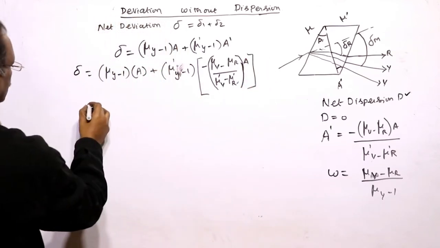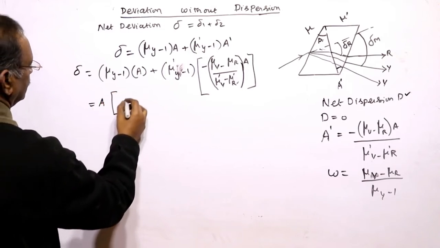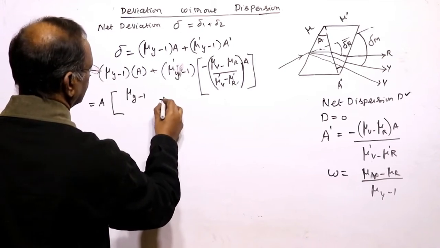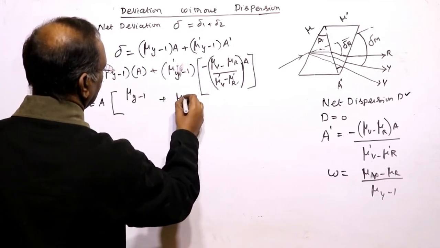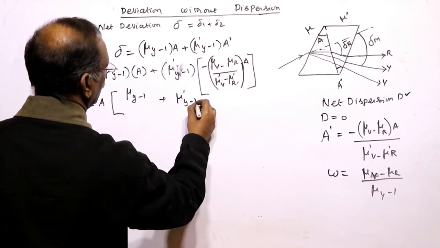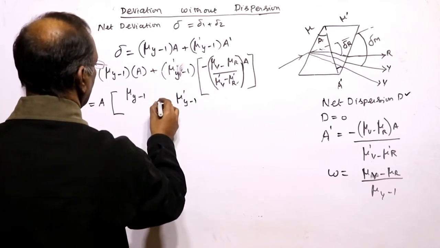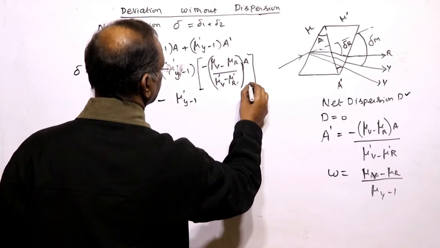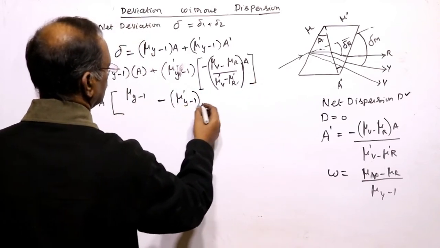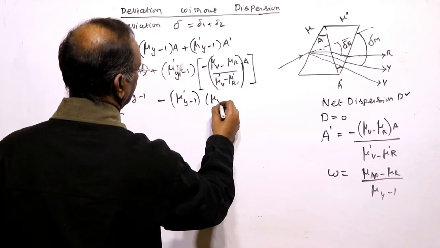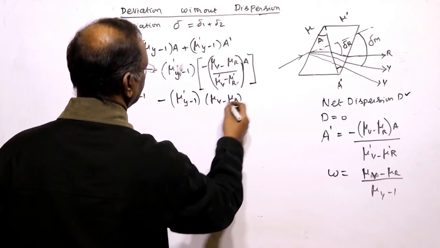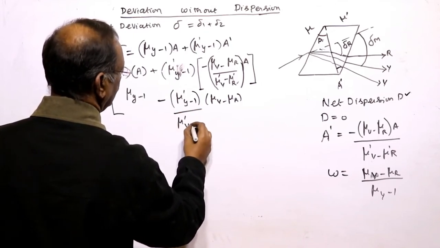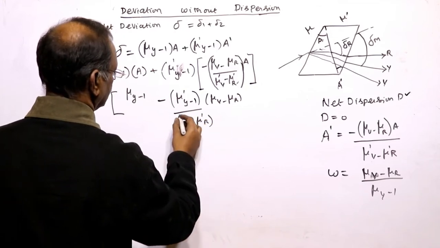So we can take the E outside since it is common. It is equal to refractive index of yellow minus 1, plus E into refractive index of the second one, this is for the second one, and this plus into minus will become minus, into refractive index of violet minus refractive index of red, divided by this. We can take it here, mu dash V minus mu dash R.